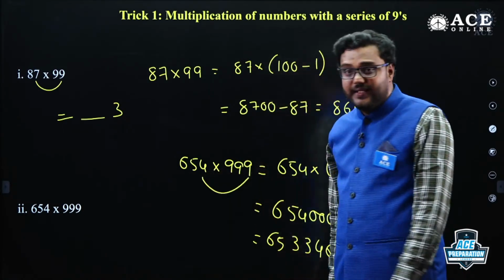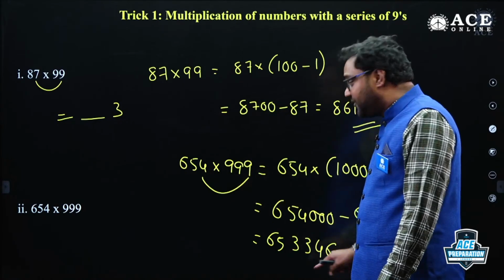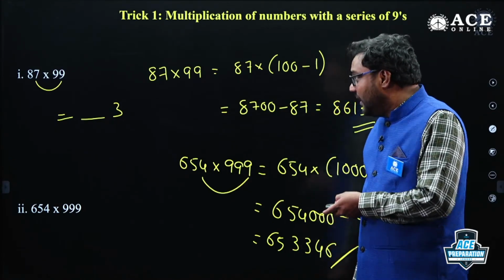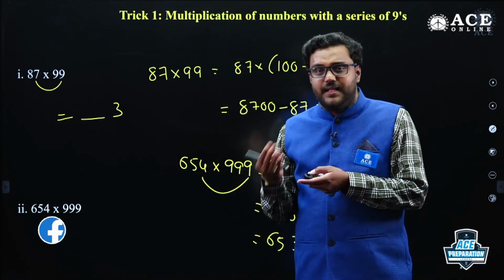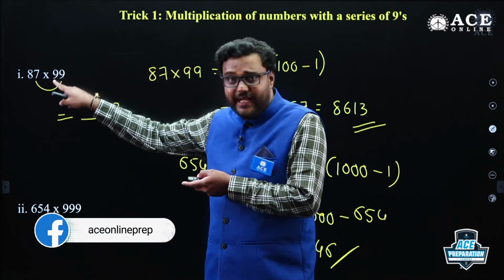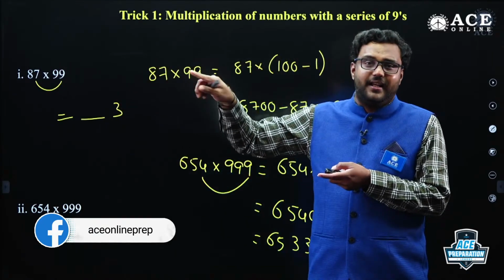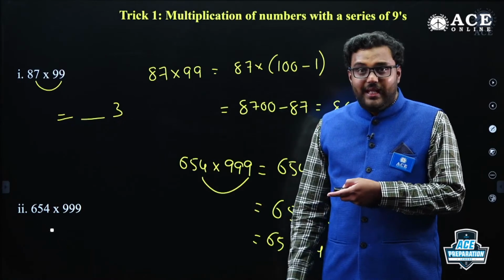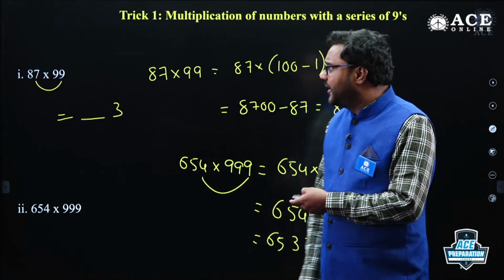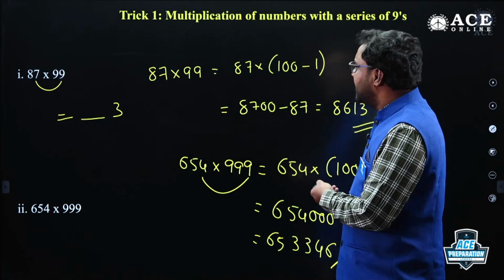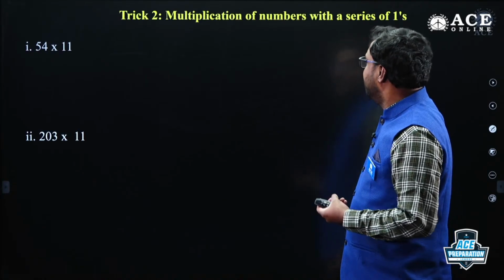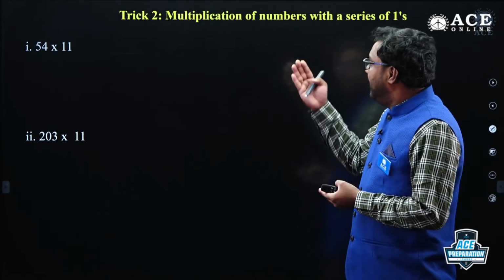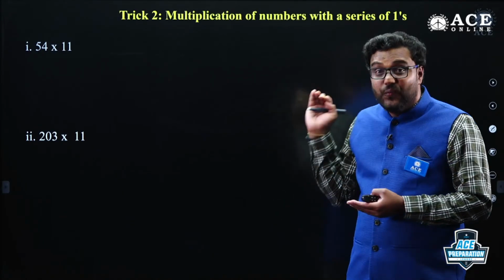Again you can see the units place, 4 into 9 is 36, so ending with 6 should be there in the options. Okay, so this is how you apply it for a series of 9s. Any number multiplying with 9 or 99 or 999 or 9999, this is what you can do. And the next trick is simple for you. Going forward, we have a lot of other tricks, my dear friends. Wait for that. Now, the second trick is regarding multiplication of numbers with a series of 1s.